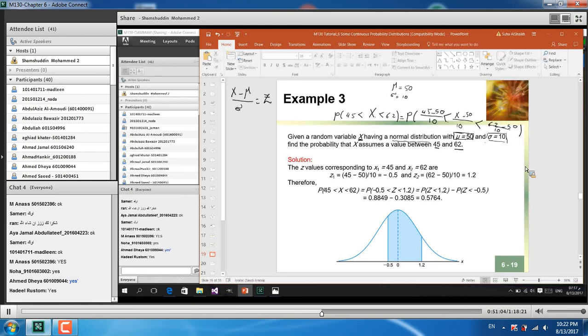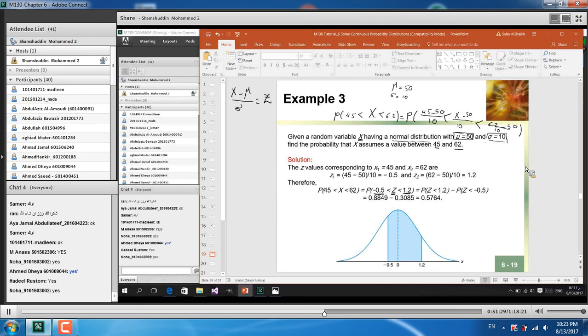This equals minus 0.5. The one in the middle is my new z. The one here you will get equal to 1.2. Okay, clear how I did that? If you calculate 45 minus 50 over 10, it is minus 0.5. If you calculate 62 minus 50 over 10, it is 1.2. So now my z is between this one and this one.